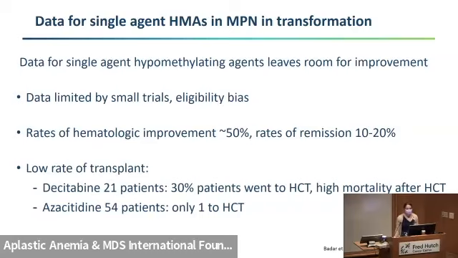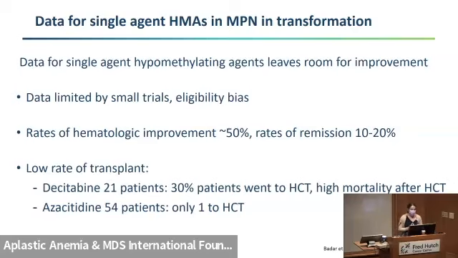What are the outcomes with using single agent hypomethylating therapy? We do have room for improvement. Hematologic improvement rates, which means improvement of blood counts, occur in about 50 to 60% of people, which for many people is very helpful. However, rates of complete remission, meaning you clear out all the blasts in the marrow and all the blood counts improve, are low, 10 to 20%.